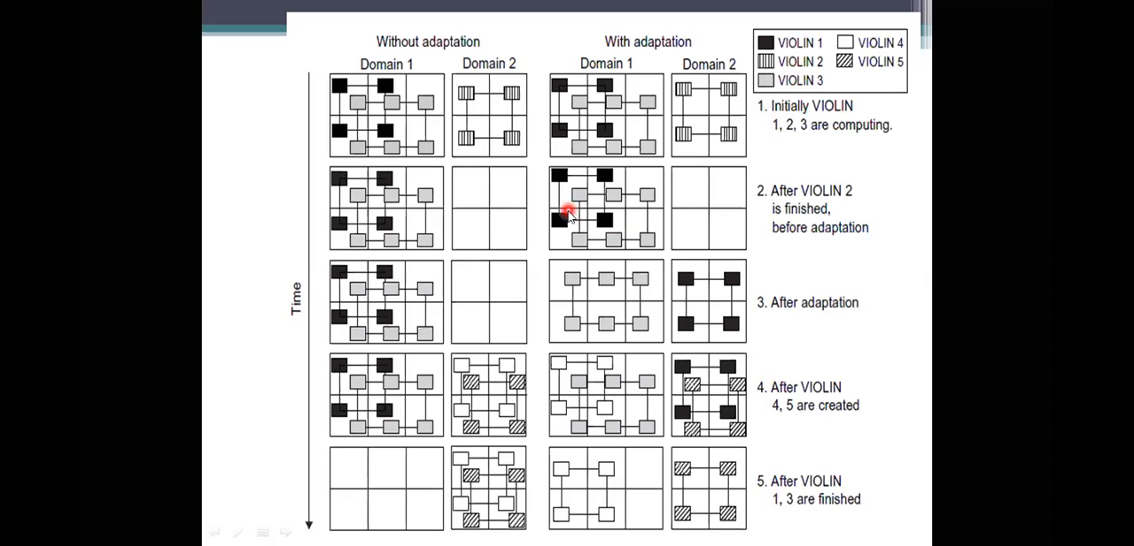Here we need to think about which one we need to allocate the adaptation to. First, we need to see how many clusters and how many nodes the violins are having. Violin 1 has 4 nodes and violin 3 has 6 nodes. The 6 nodes will be used by domain 1, and 2 nodes will be used by domain 2. So it keeps these here, takes violin 1 to domain 2, and starts execution.